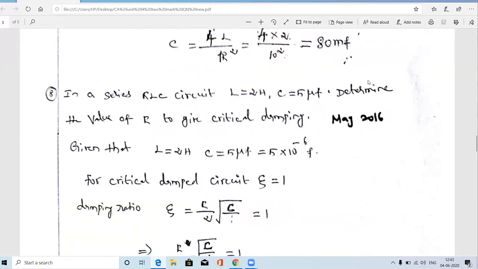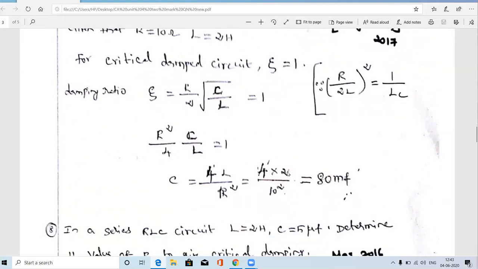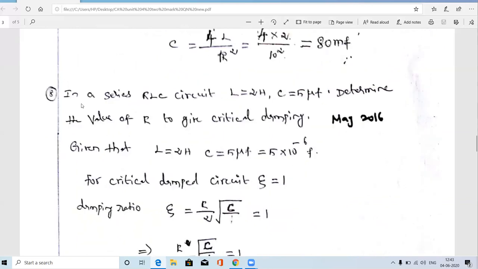Okay, this is the question. Similar to the previous question, here L and C are given, we have to find R. In the previous question, R and L were given and we calculated the capacitor value. In this problem, L value and C value are given, we have to find the resistor value. In a series RLC circuit, L equal to 2 Henry, C equal to 5 microfarad. Determine the value of R to give critical damping.